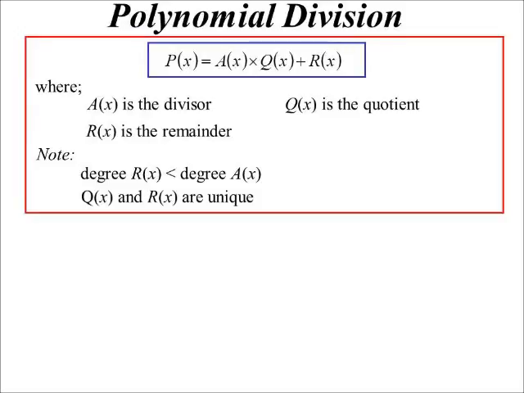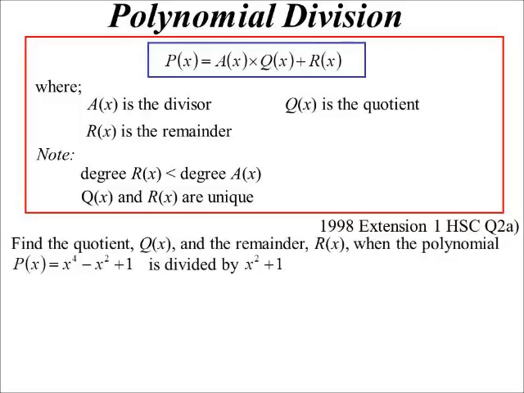And, I suppose this one's a little bit trivial, but the quotient and the remainder are unique. So in other words, they must be different, because if they were the same, then you could factorise the R(x) and you wouldn't have a remainder. Here's an HSC question, 1998. We have to find the quotient and the remainder when the polynomial is divided.